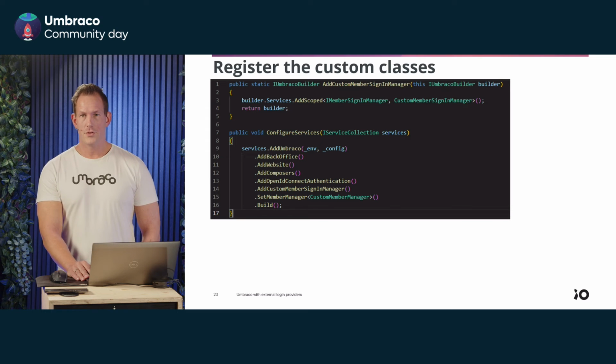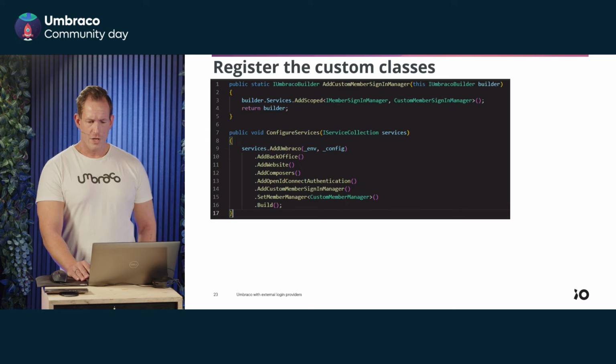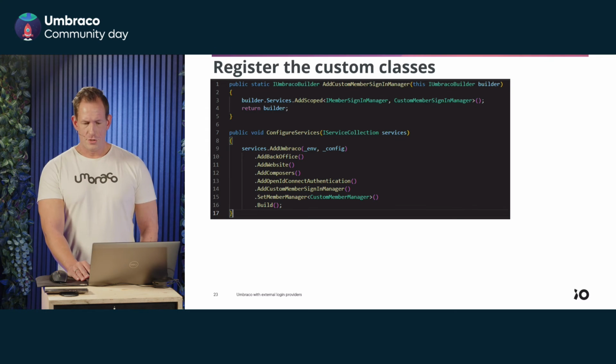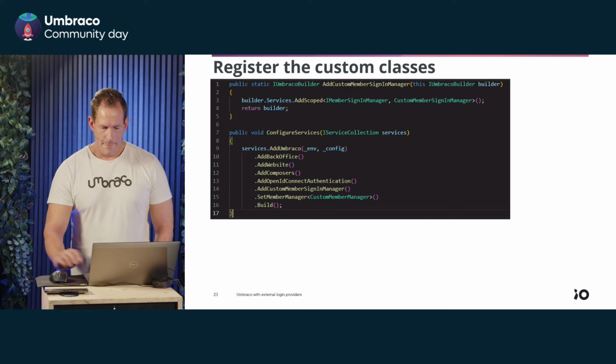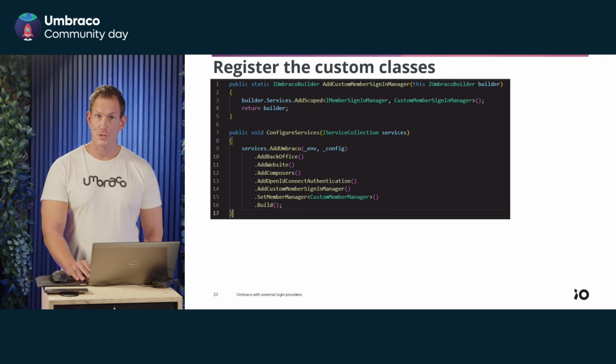And finally, we need to register these custom classes. Umbraco already registered the member sign-in manager and member manager class, so we need to override those with our own implementation. The member manager already exists as a class, and a custom extension method is used for the member sign-in manager. And these are all the changes needed to use virtual members in Umbraco. After this, you can use an external login provider and the members no longer need to exist in Umbraco.